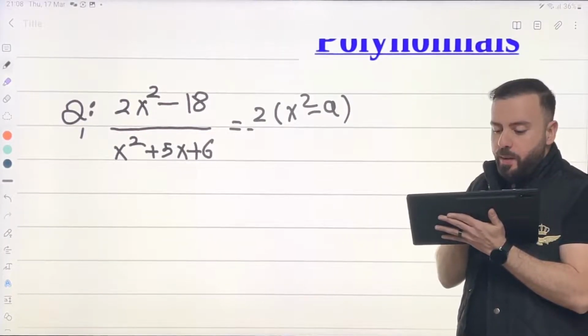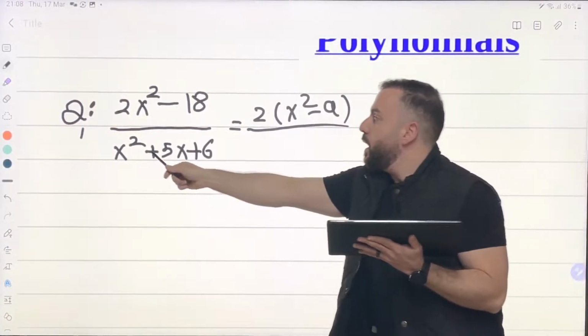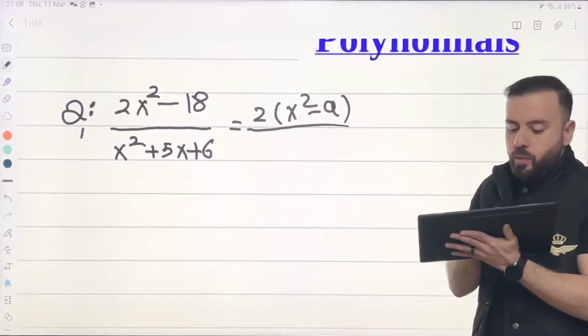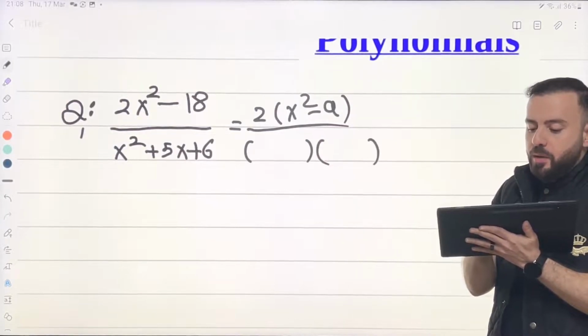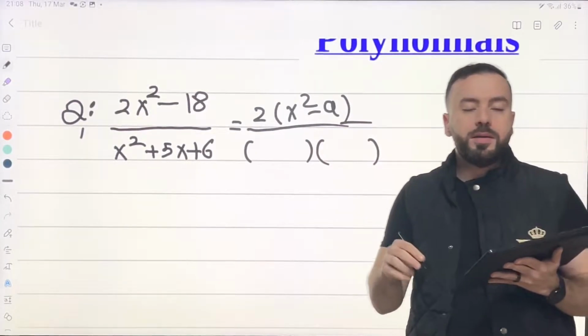And what about the denominator? This is one of the tricks here. x squared plus 5x plus 6. We open first bracket, second bracket, okay? And you can use the calculator directly.